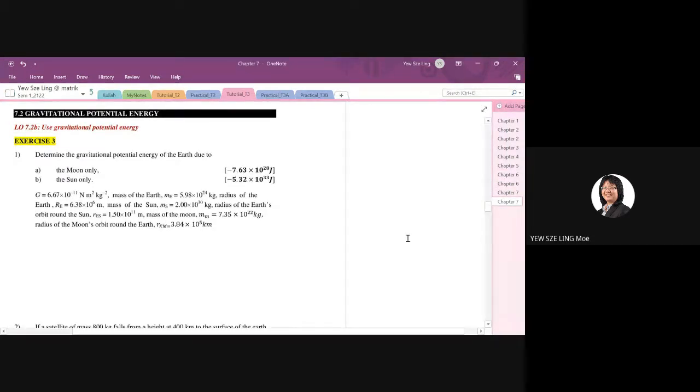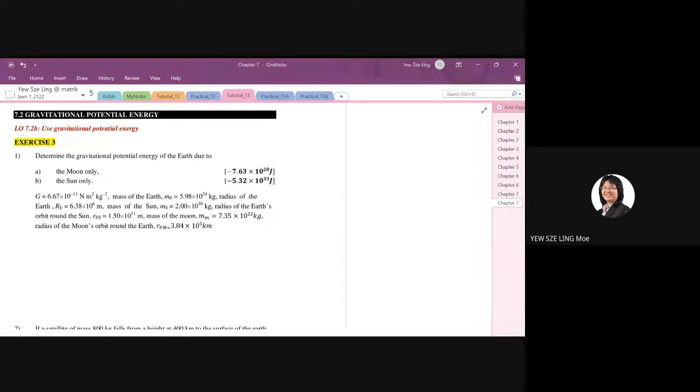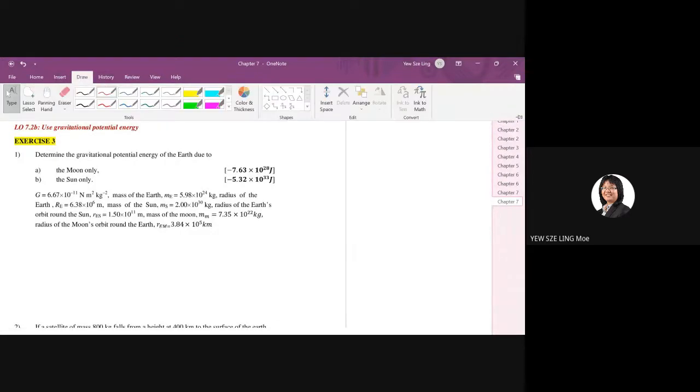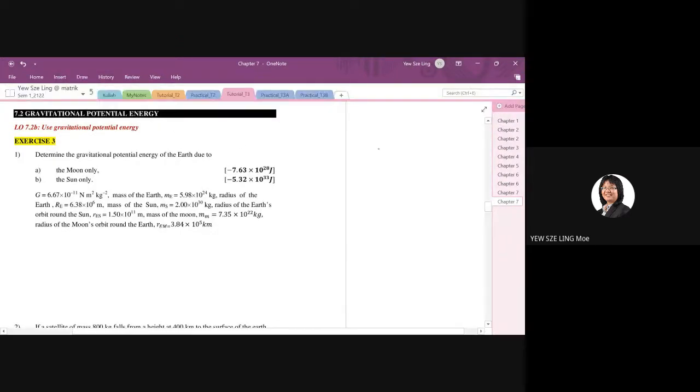Okay, now let's do a quick recall on what is gravitational potential energy and how to calculate it. What are the things that can be calculated in this subtopic? There are two things that we need to calculate in this subtopic. First, of course, is the gravitational potential energy, so we need to know what it means.